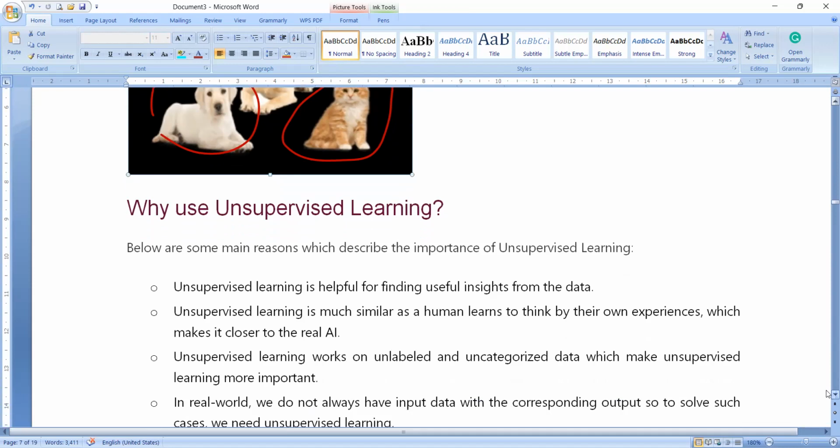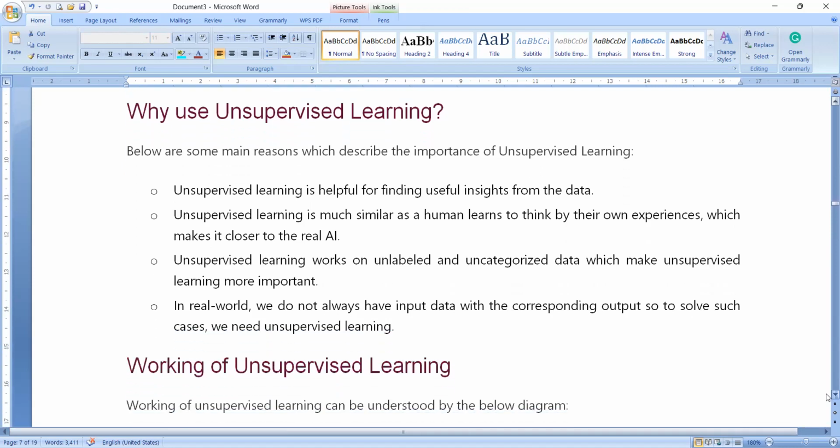Why use unsupervised learning techniques? Below are some main reasons which describe the importance of unsupervised learning. Unsupervised learning is helpful to find some useful insights from the data. And unsupervised learning is much similar to how a human learns to think by their own experiences, which makes it closer to real AI. Unsupervised learning works on unlabeled, uncategorized data, which makes it more important. And in the real world, we do not always have the input data with corresponding output. So to solve such cases, we need unsupervised learning.